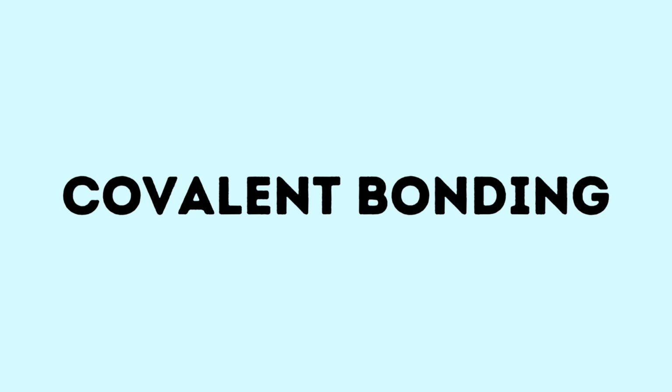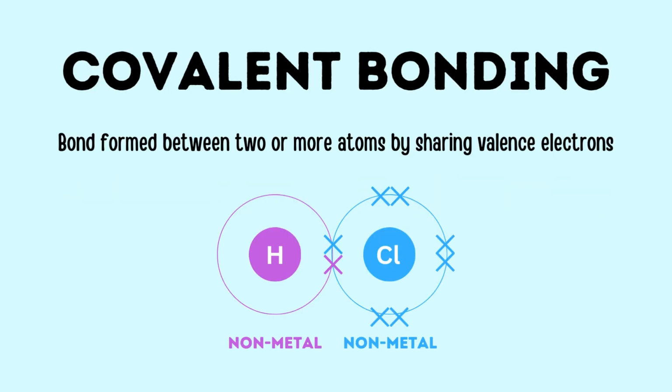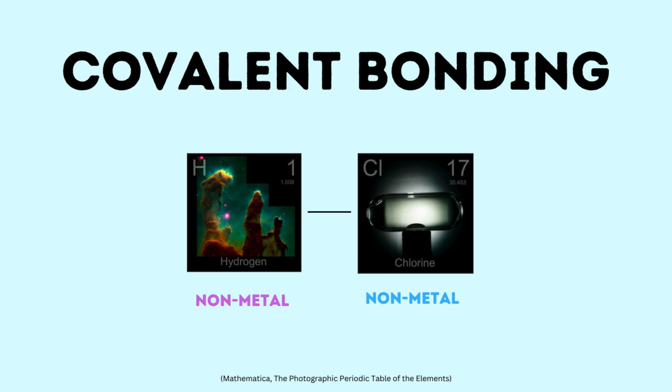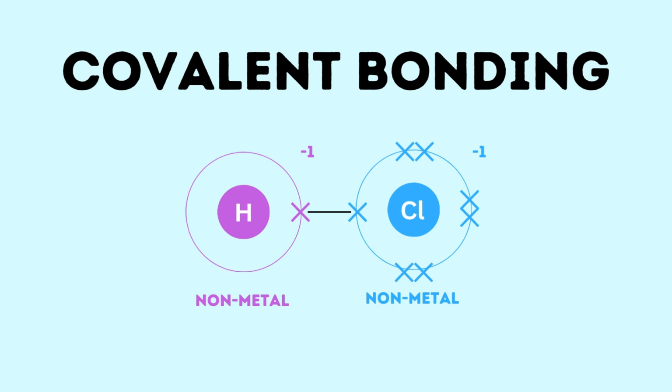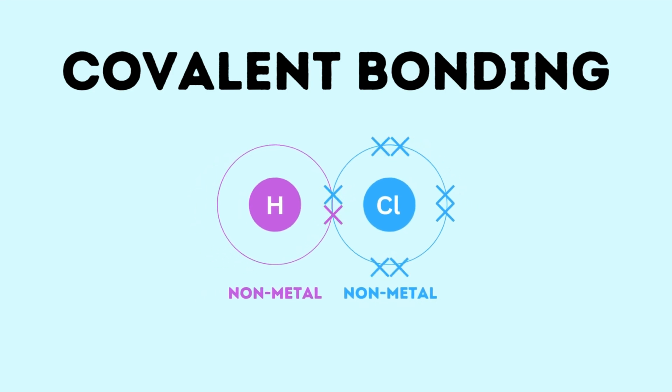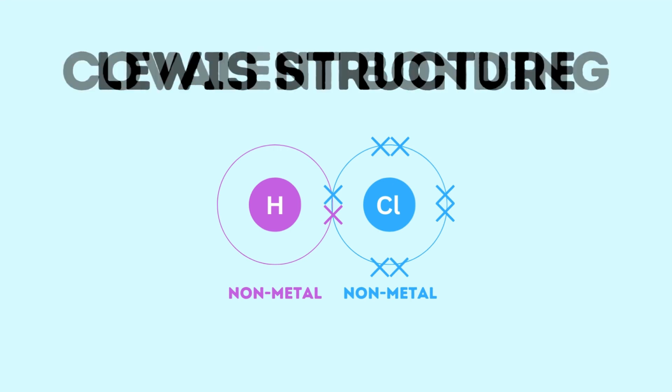Now let's move on to covalent bonding. So what is a covalent bond? A covalent bond is a bond formed between two or more atoms by sharing valence electrons. Let's look at an example of covalent bonding between hydrogen and chlorine. Here we have the valence shells of hydrogen and chlorine. As it's covalent bonding, we don't care about the charges. In order to have a full outer shell, hydrogen needs one more electron, and chlorine needs one more electron. So both of them will share one electron each, allowing them to both have a full outer shell.